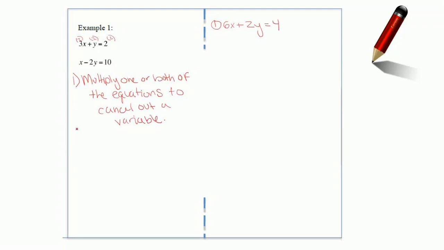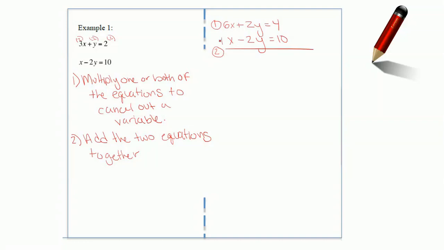Then my second step: that's when the linear combination comes into play, add the two equations together. I'm going to write down my second equation. Now you're going to add these together. I get 6x plus an x is 7x. 2y minus 2y, well, that's gone, right? And 4 plus 10 is 14.